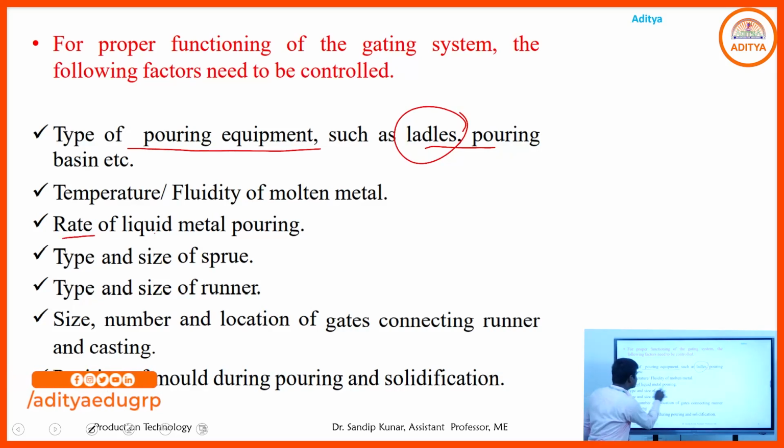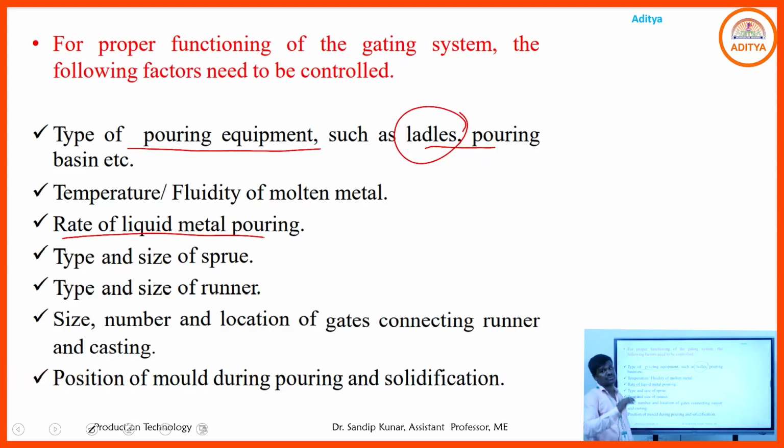Another is the rate of liquid metal pouring. A higher flow of molten metal sometimes erodes the inside surface of the gating system and also the mold cavity. A lower flow rate sometimes causes the molten metal to freeze before filling the entire cavity. So always maintain the optimum flow rate of the molten metal.